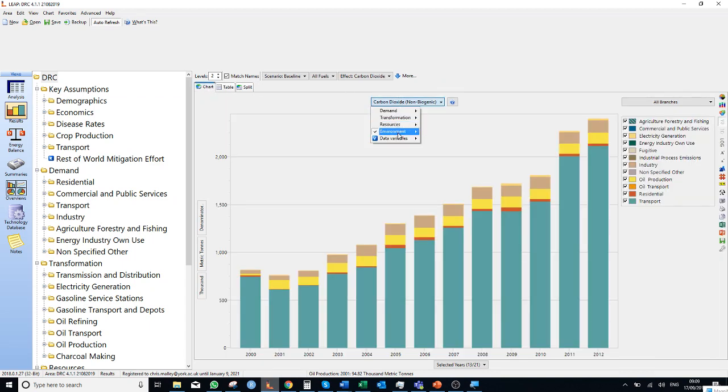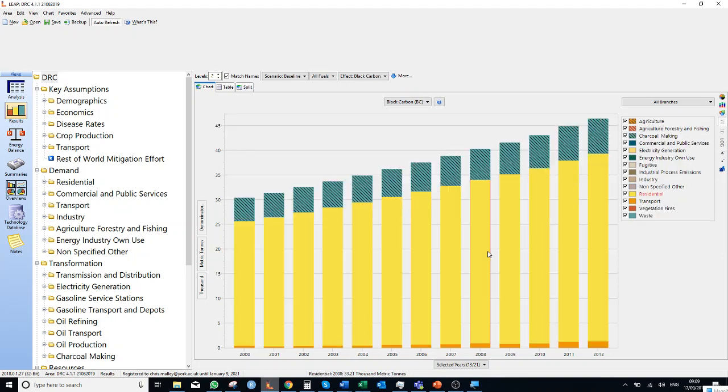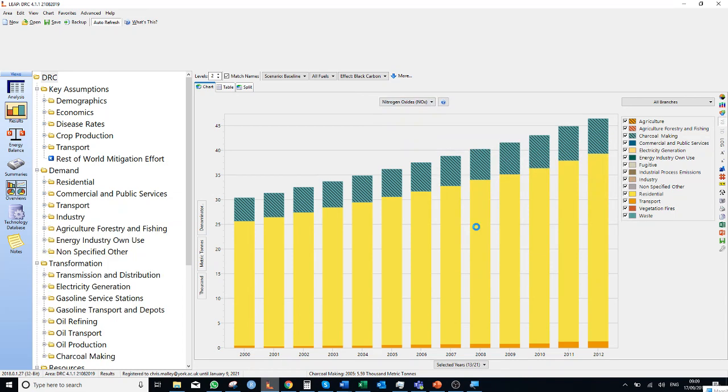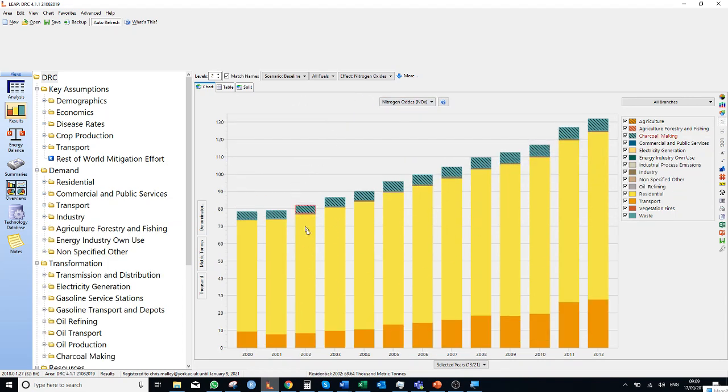But I think it is exciting. We can now look at our black carbon emissions from the energy sector in DRC. And as you might expect, the residential sector is the largest source, alongside charcoal making and a little contribution from transport as well. We can look at other pollutants like NOx, and from the same analysis get an estimate of the emissions. Transport makes a larger contribution to NOx emissions, though residential and charcoal still dominate.